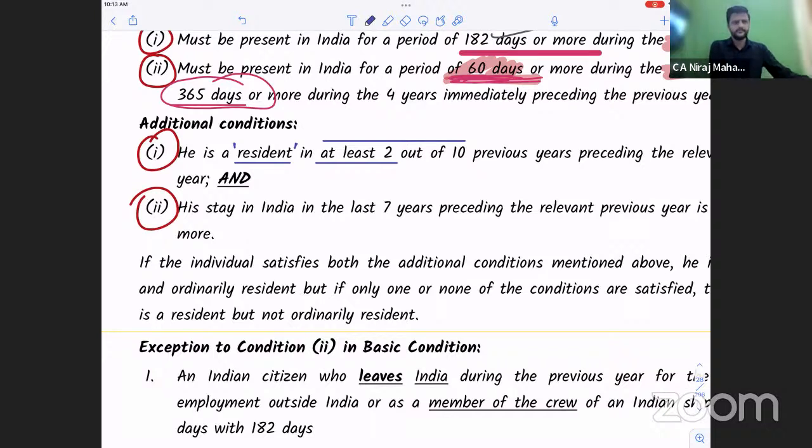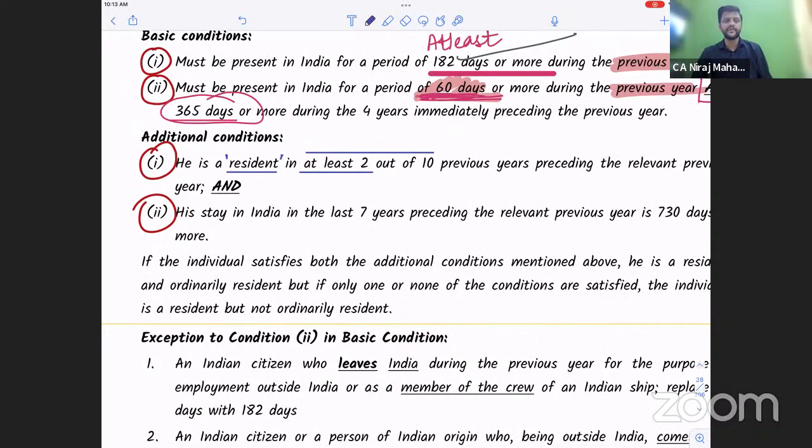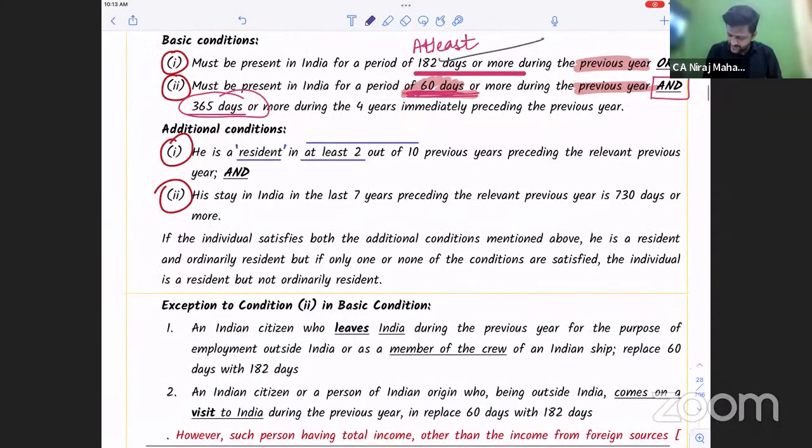Final year. We'll go ahead. And again, additional condition number 1 we are not looking into, and additional condition number 2 is there. What is it saying? Something similar. In the last 7 years, you should be in India for at least 730 days, cumulative. Yes, obviously cumulative.